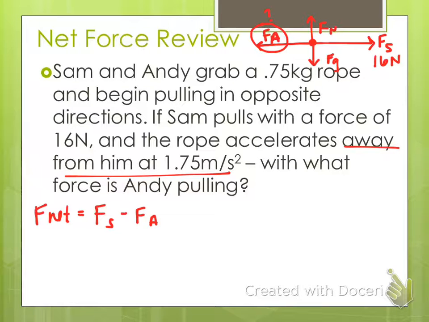Then I can start plugging in my numbers. I know Sam pulls with what force? 16. And I know I'm solving for force of Andy, so I'm going to leave that as the variable. What do I know I can substitute for F net? Mass times acceleration. So mass we know is 0.75. And then what do we know about the acceleration? It's negative 1.75, because we chose Sam to be pulling positive, and because it says it's accelerating away from him, acceleration is negative 1.75.